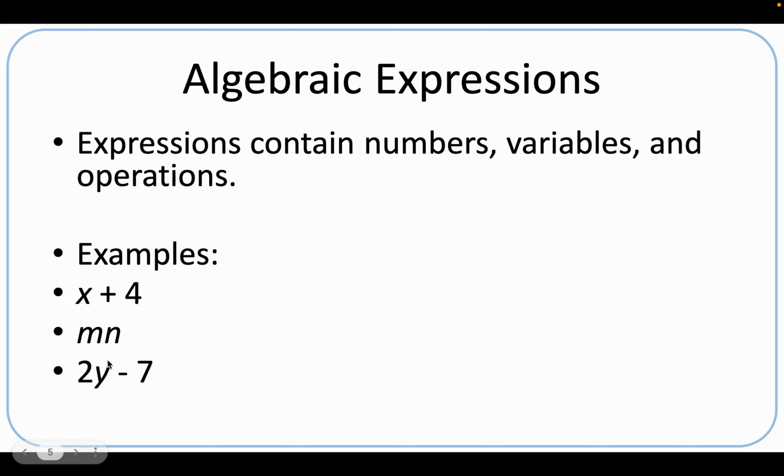And sometimes you can also see numbers next to variables. And again, this means multiply. When they're right next to each other, you're multiplying those values. So this is 2 times y minus 7.